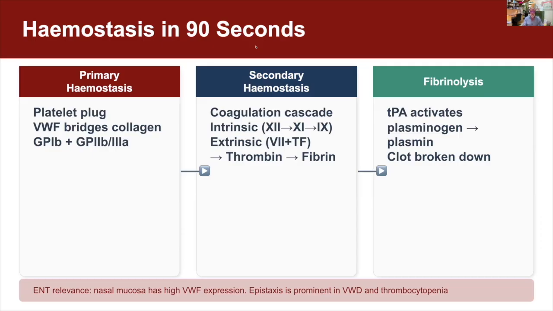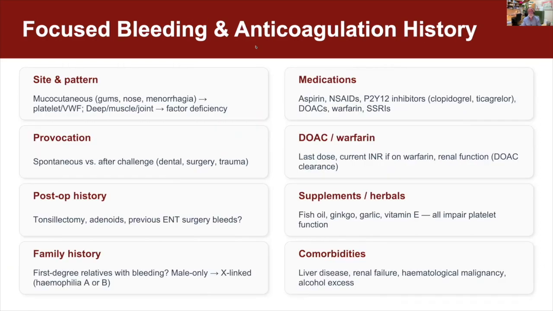So 90 seconds of hemostasis. Primary hemostasis, as I said, is the platelet plug. Secondary hemostasis is when the coagulation cascade comes in on top. And then you've got fibrinolysis, where you break down the clot.